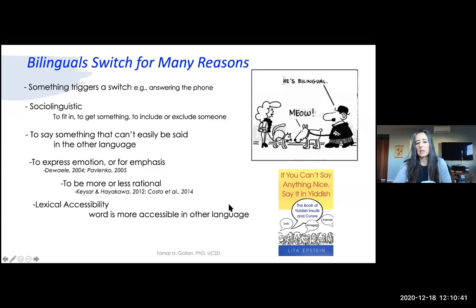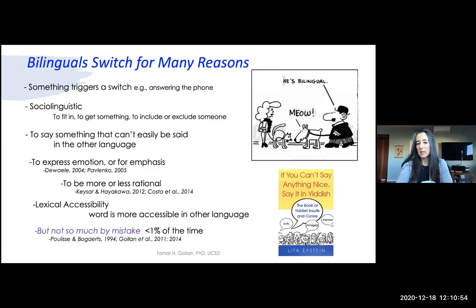Lexical accessibility. So even if the word exists and you know it in both languages, for whatever reason, it might be more accessible in a different language than the one you just happen to be speaking. One thing that doesn't happen very often is bilingual switching by mistake, less than 1% of the time.